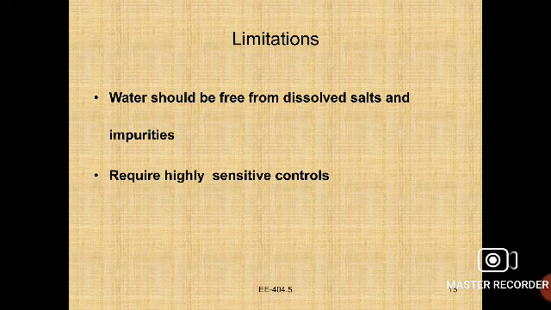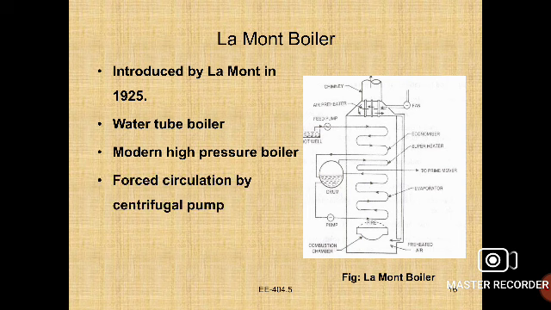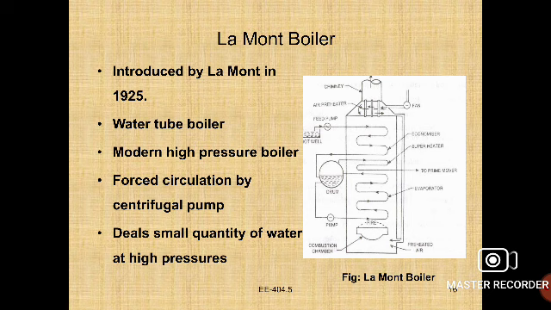Right, now we will discuss the Lamont boiler. It is a modern high pressure boiler. It produces a large amount of heat and pressure. This boiler was introduced by Lamont in 1925. It is a water tube boiler with high pressure forced circulation of water. It means water will flow by forced circulation.